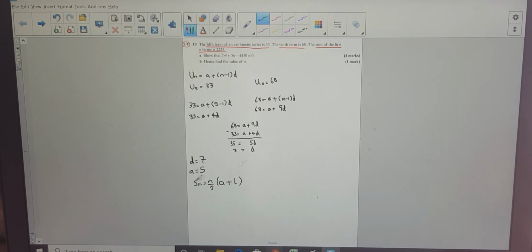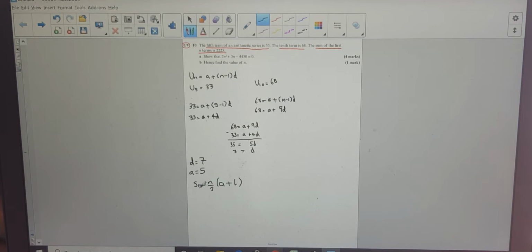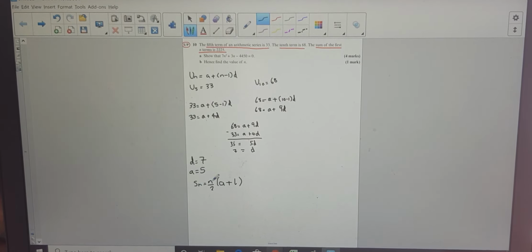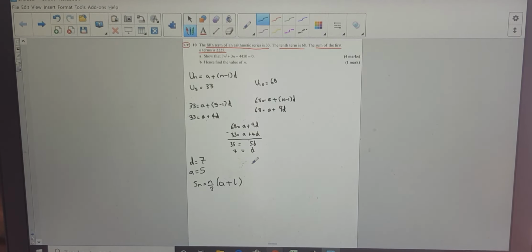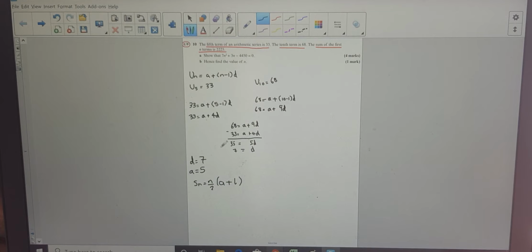So that's saying the sum of however many terms is equal to however many terms there are divided by 2 multiplied by the first term add the last term. I know the first term's 5, but I haven't got the last term anywhere, so I have a problem. Therefore I can't use this formula. If I had the last term, I would be able to use that formula, but I haven't, so I'll have to use the other formula.